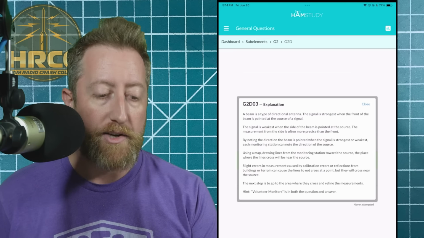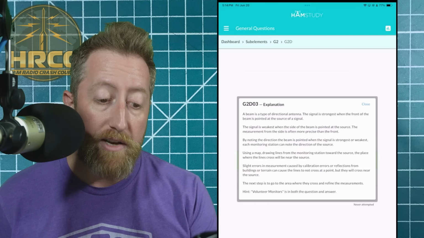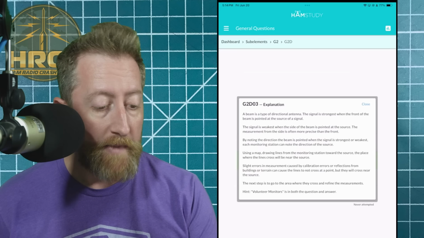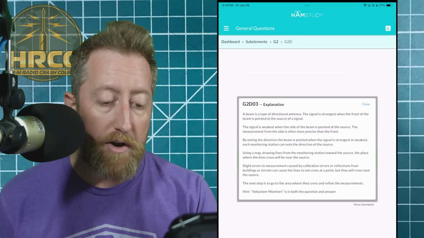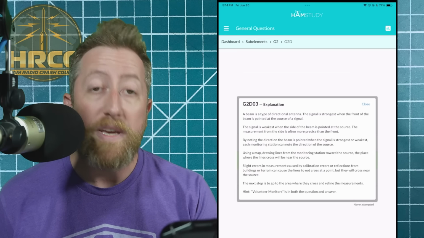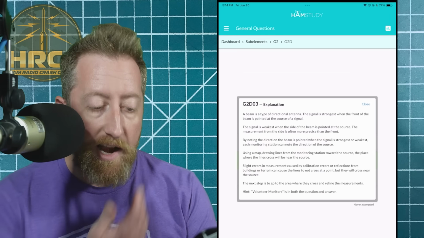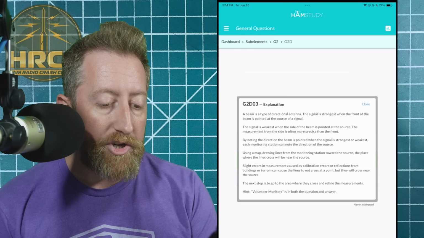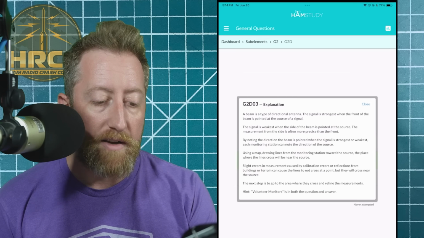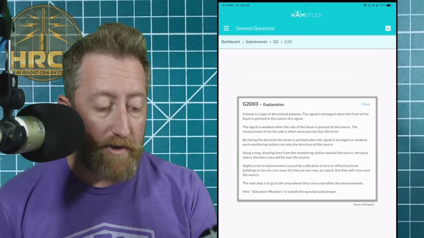By noting the direction the beam is pointed when the signal is the strongest or weakest, each monitoring station can note the direction of the source. Using a map, drawing lines from the monitoring station towards the source, the place where the lines cross will be near the source. This is basic triangulation 101. Slight errors in measurement caused by calibration errors and reflections from buildings or terrain can cause the lines to not cross at that point, but they will cross near the source.